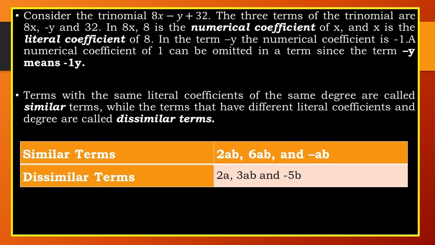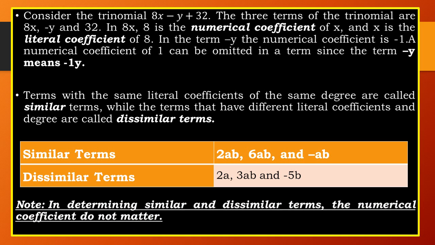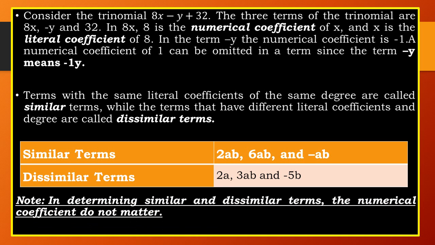While in the dissimilar terms, in the given examples, there is only one variable for the first term, we have 2a, and the other has two variables, a and b. So they do not have the same given variables. Always take note in determining similar and dissimilar terms, the numerical coefficient does not matter.